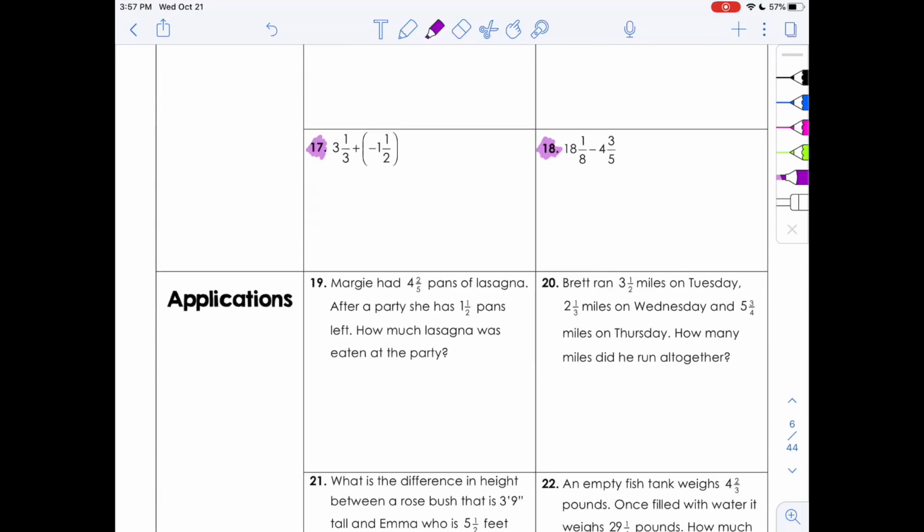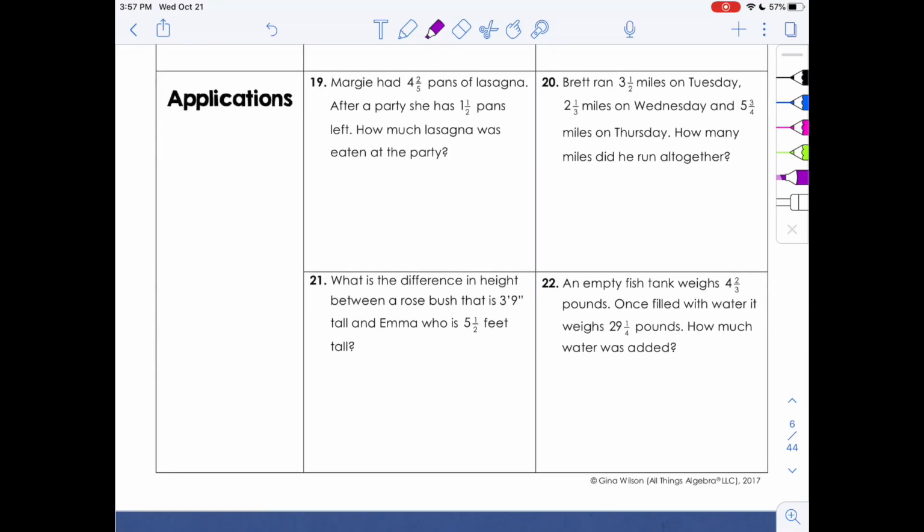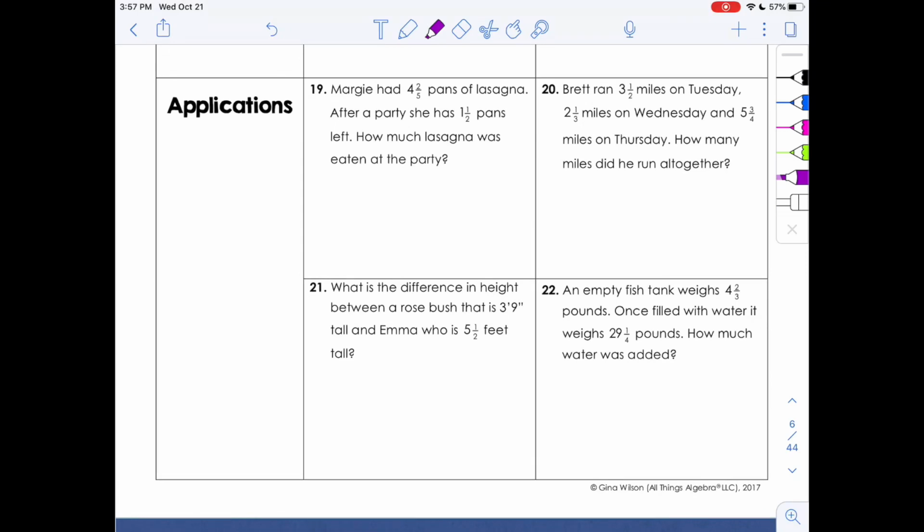Let's look at how we can apply this to a word problem. Margie has 4 2/5 pans of lasagna. After a party, she has 1.5 pans left. How much lasagna was eaten at the party? So first we need to determine what math operation I should do in this problem. We have a whole pan of lasagna and then you eat some, so you're taking some away. So this is a subtraction problem. So we're going to be subtracting 4 2/5 minus 1.5.